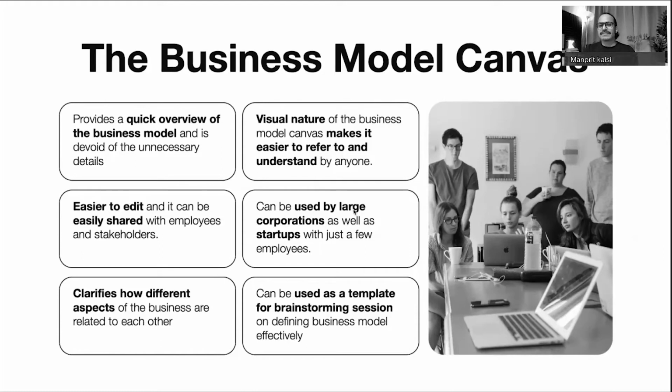Alternatively, you can also use this as a template for brainstorming sessions. You have the 9 different focus areas, and when you're in a meeting or a discussion, you can start ideating on each focus area. Once you do that, you'll see that your concept will start evolving. You will have more clarity on why you are doing this. So do go through this business model.